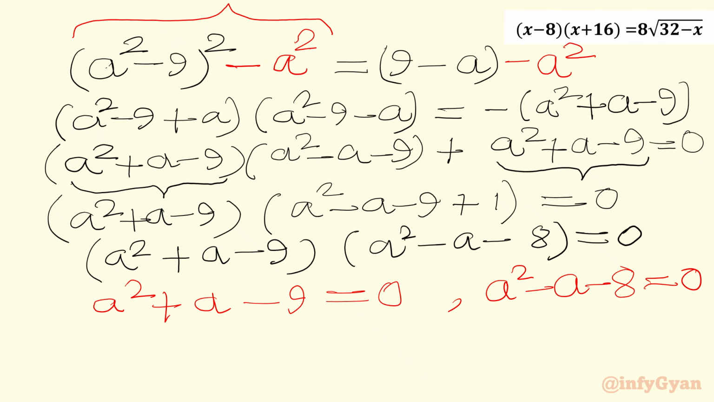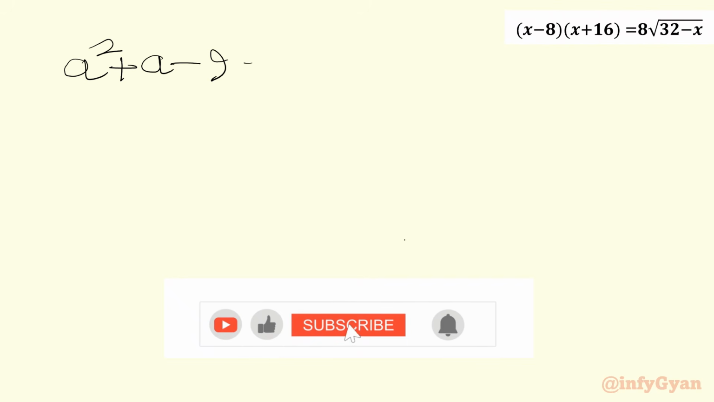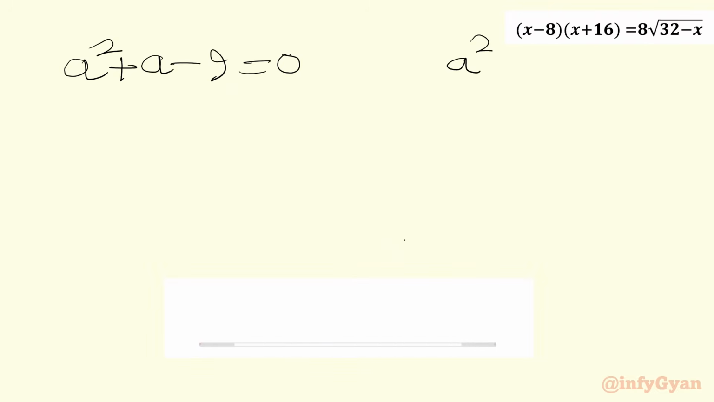Let us solve both the equations. I will write both equations here. a² + a − 9 = 0, and the second equation is a² − a − 8 = 0. I'll be using the quadratic formula method.